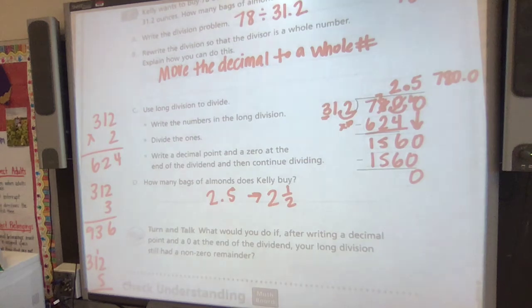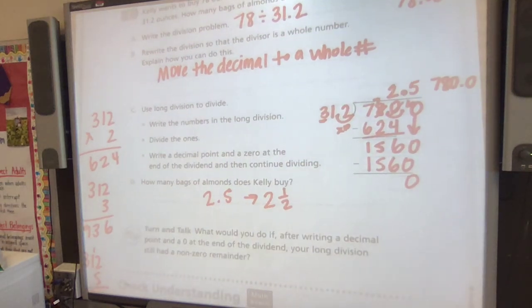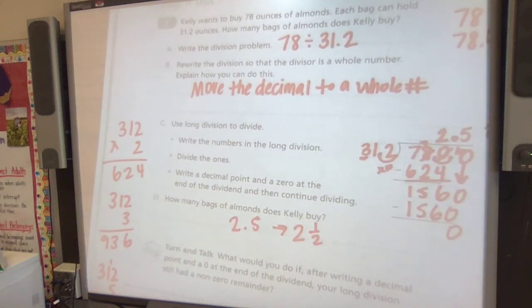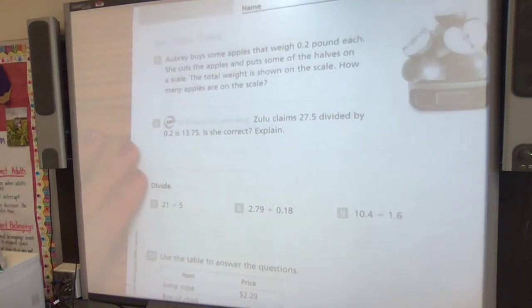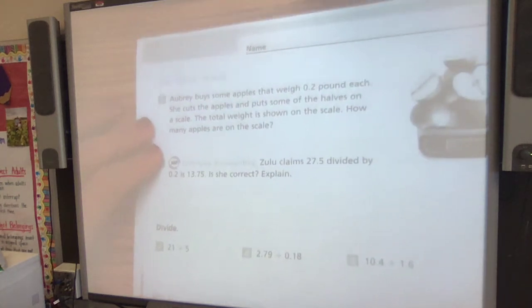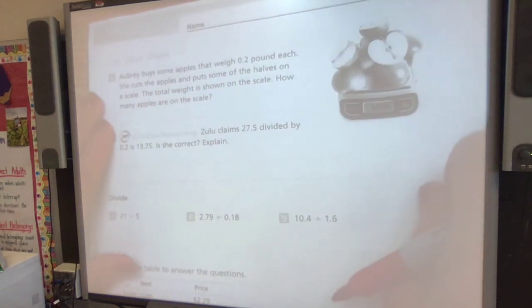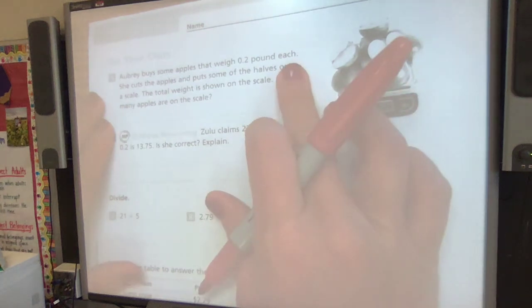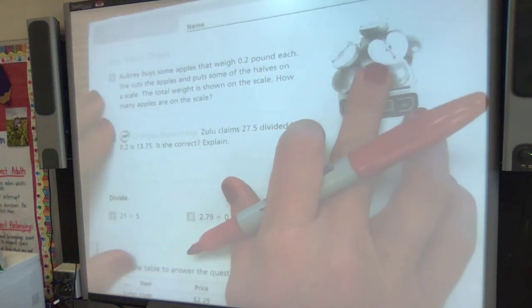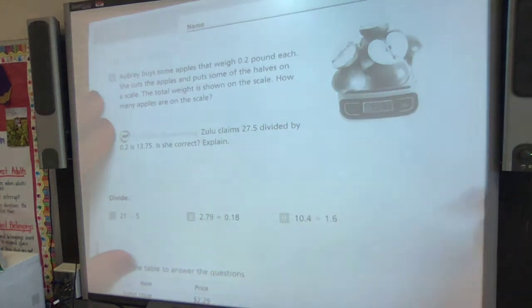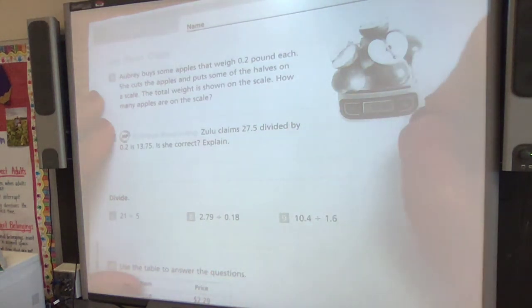All right. I'm gonna turn to 449. Let's do one more before we go. Let's do 5. Aubrey buys some apples that weigh 2/10 pound each. She cuts the apples and puts some of the halves on a scale. The total weight is shown, which says 1 5/10. How many apples are on the scale?